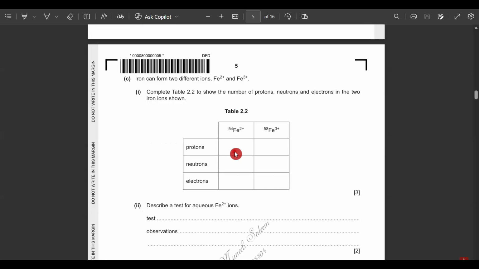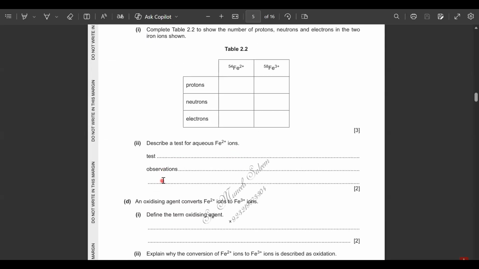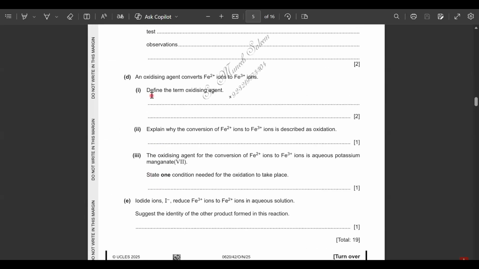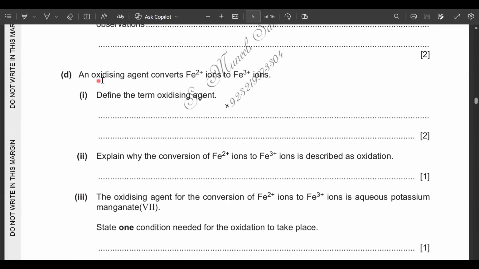We will move on to question number 2, part D. An oxidizing agent converts iron 2 plus ions to iron 3 plus ions. Define the term oxidizing agent.